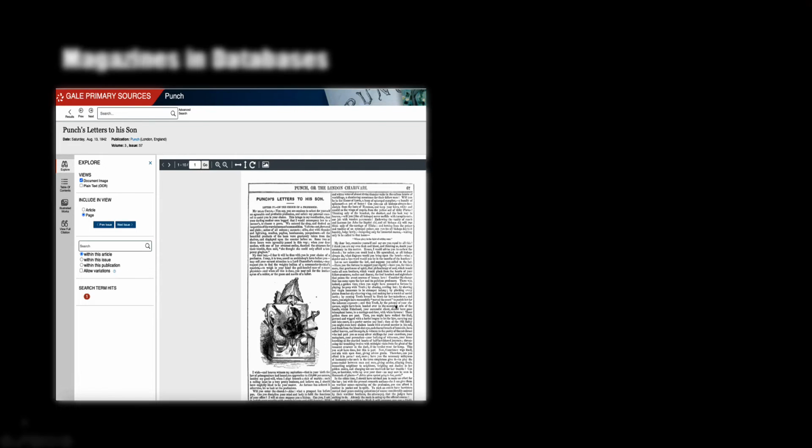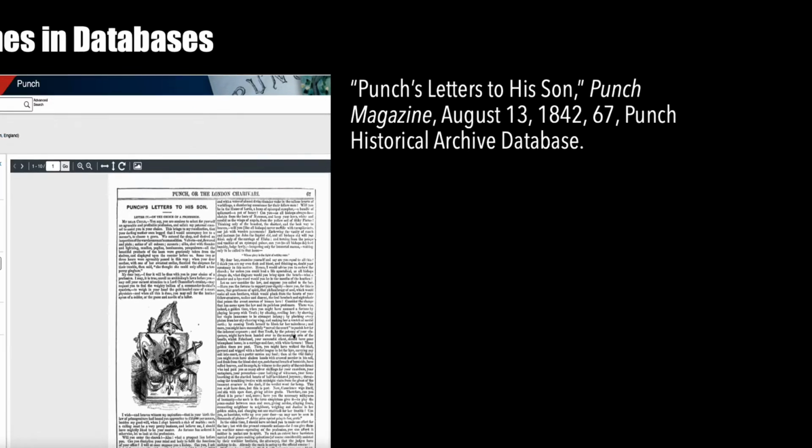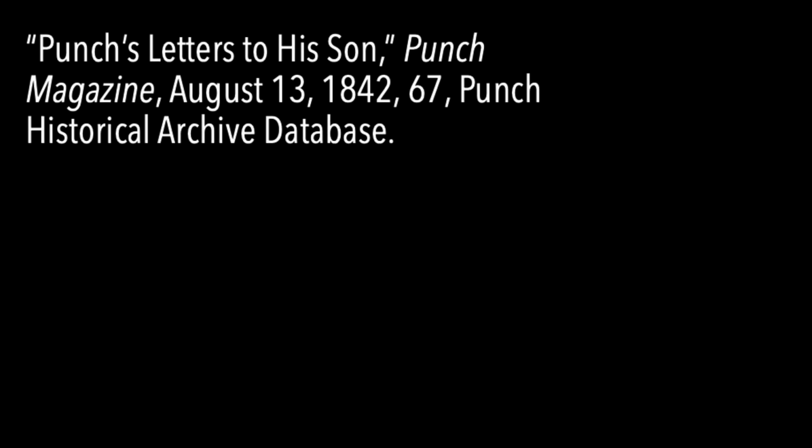Well, I found a magazine article from a magazine called Punch from the 19th century in London, England. And here's how we would cite it in a footnote. This article doesn't actually have an author's name, so I've omitted that, but I've included the title of the article, which is Punch's Letters to His Son, and then the title of the magazine, Punch Magazine, and the date of the magazine, August 13th, 1842. That's the date that the magazine was published.